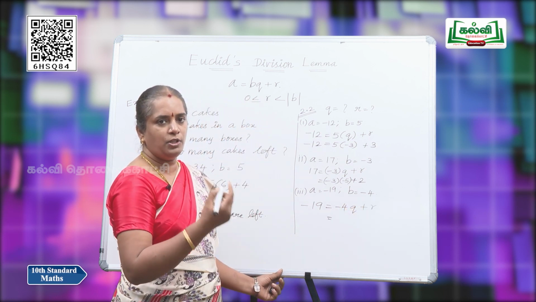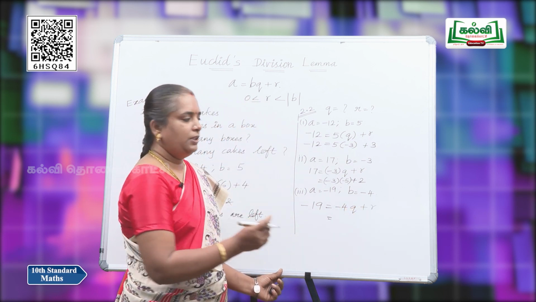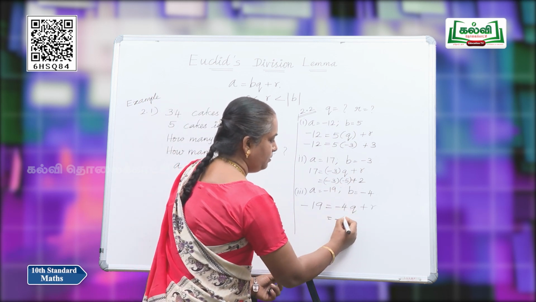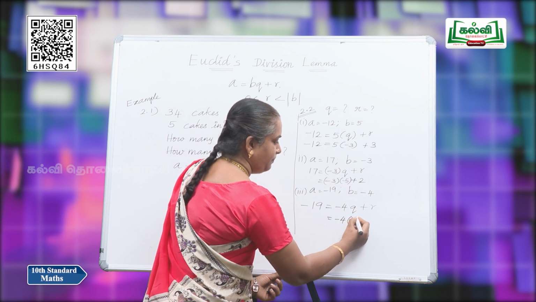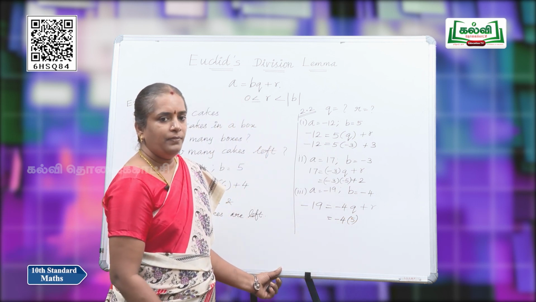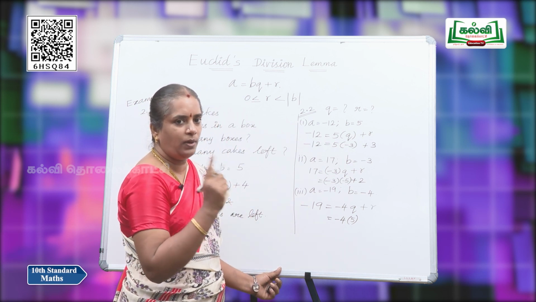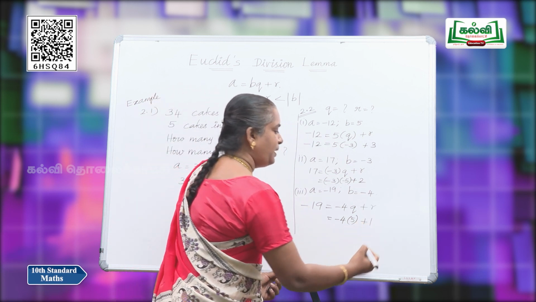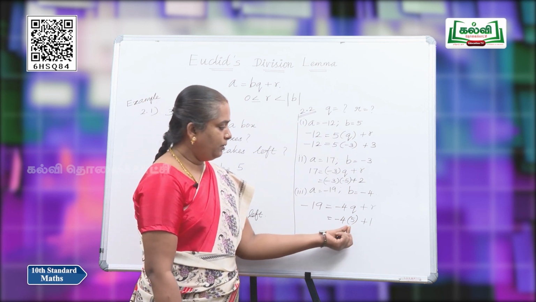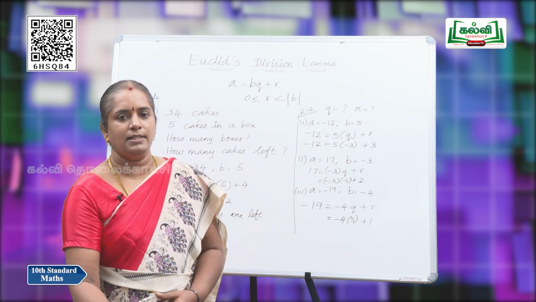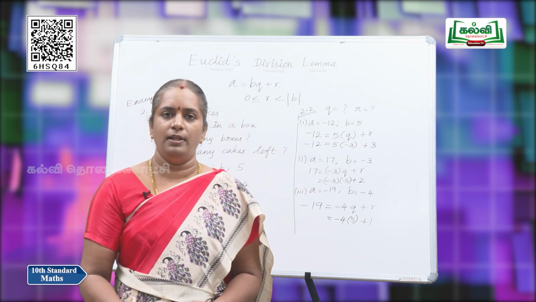What should be substituted in the place of q to get this minus 20? Very good, 5. So, minus 4 into 5 becomes minus 20 and we need minus 19. So, we need to add 1 with that. So, plus 1, which means q is equal to 5 and r is equal to 1. Can you understand these sums? Let us move on to the next sum.